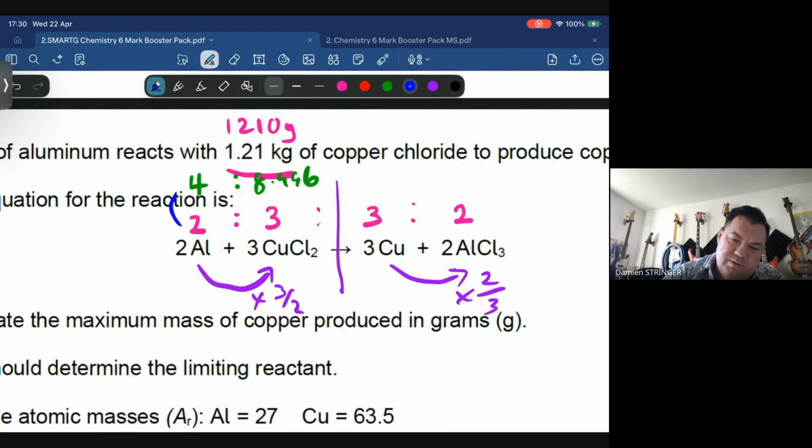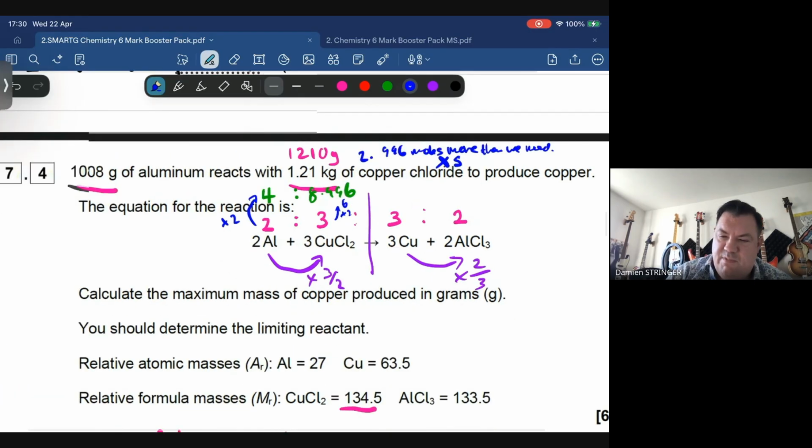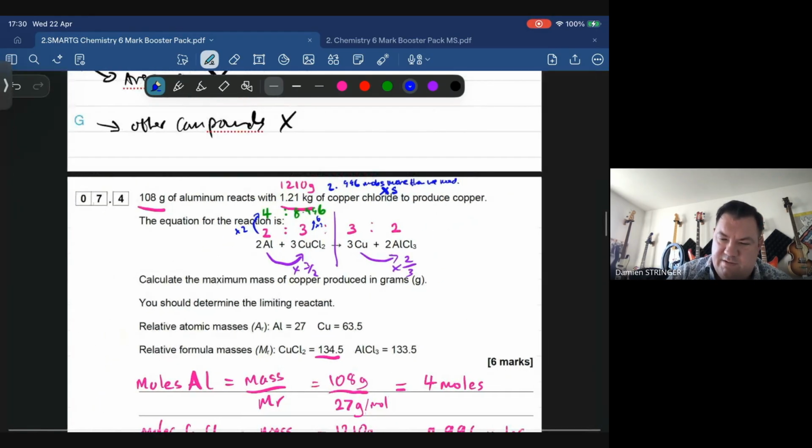It's nice in a way, that one, because all that's happened, if I zoom in, is that it's doubled, okay? But this one, if it had doubled, would have been 6, right? But we've got 8.996. So we've actually got 2.996 moles more than we need. And because we've got more than we need, that's the one that's in excess. So there's more copper chloride than what we need, okay?